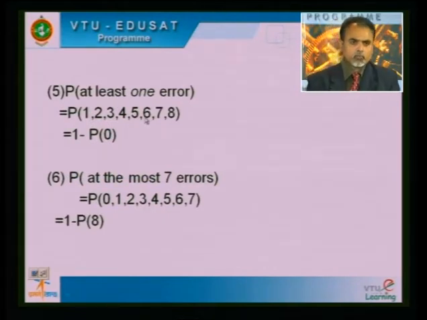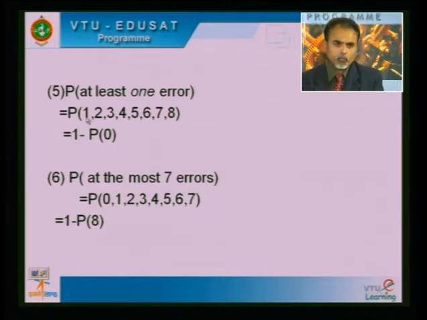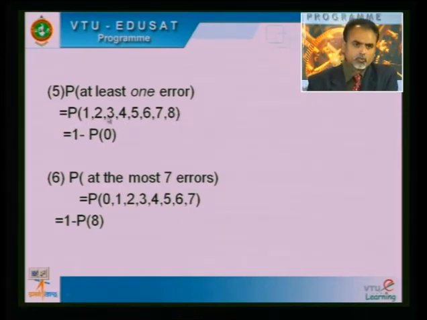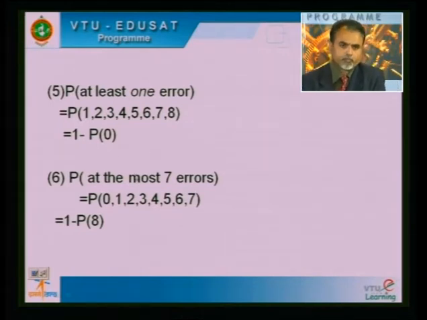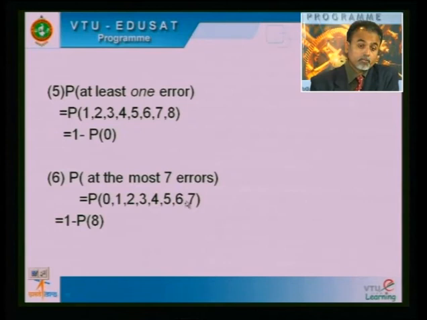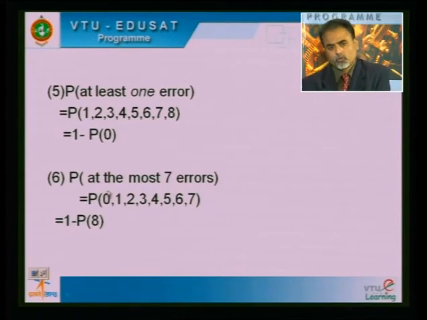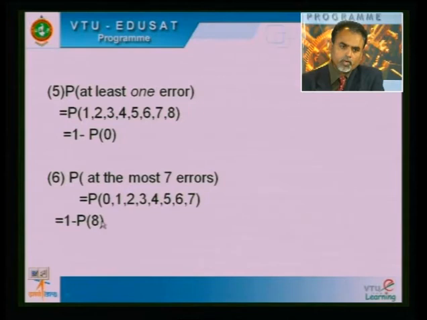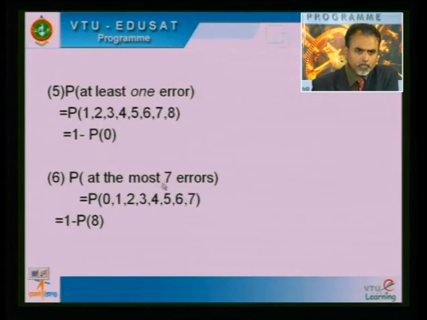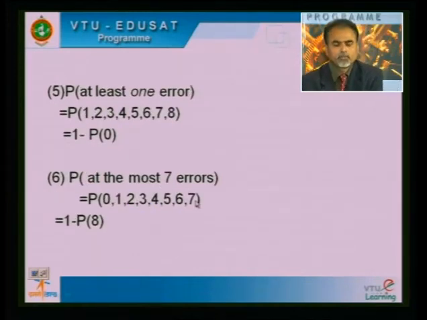Similarly, at least one is interesting. At least one is minimum 1 and maximum up to 8, that is 1 or 2 or 3 or 4 or 5 or 6 or 7 or 8, which is 1 minus P of 0, so it can be written as 1 minus whatever the probability is there. At the most 7 is also interesting: maximum 7 and all remaining below, 7, 6, 5, 4, 3, 2, 1, 0, and only 8 is left, so we can write 1 minus P of 8. Whichever is left, we can always write 1 minus that. That makes the work simple, otherwise you have to calculate all these, and it becomes more tedious.